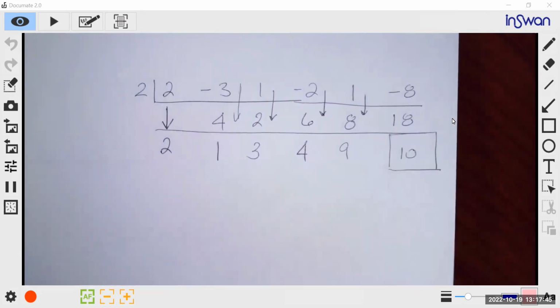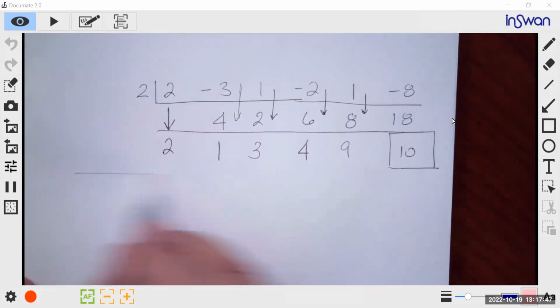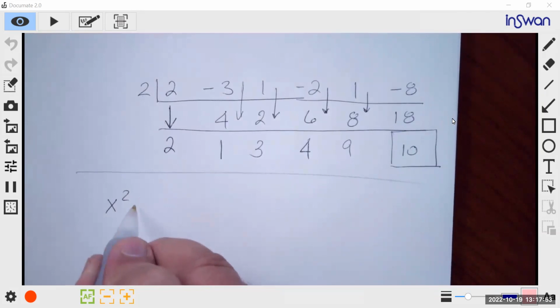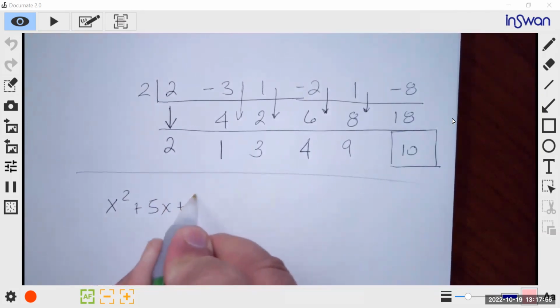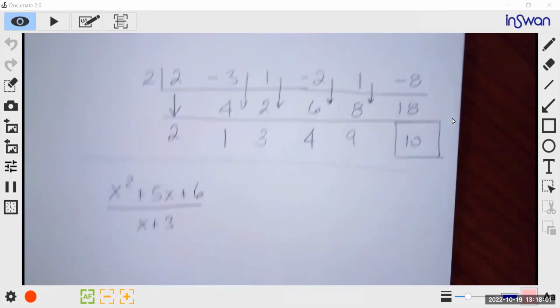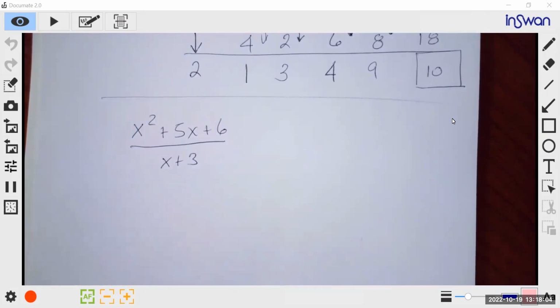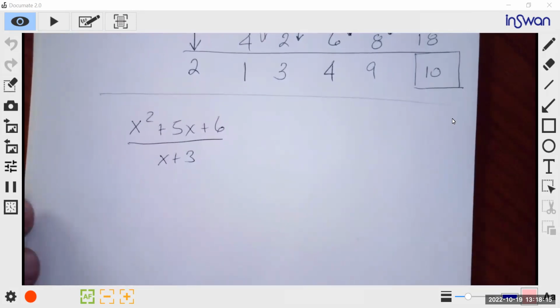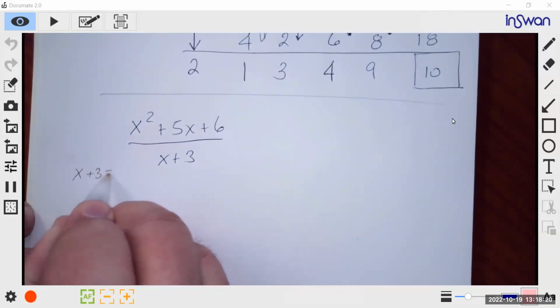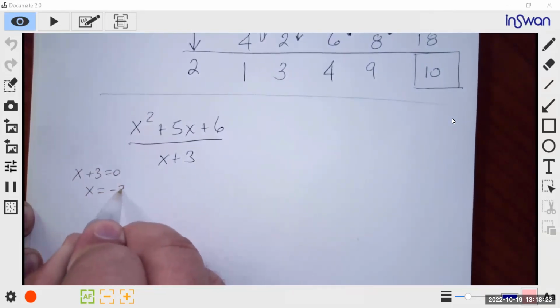Let's look at some other ones that we did earlier. Let's look at the first one we did. X squared plus 5x plus 6, divided by x plus 3. Can we do synthetic division here? Yeah, because the bottom is x plus or minus a number. So how do you set it up? Set the bottom equal to 0, which means x is equal to -3.